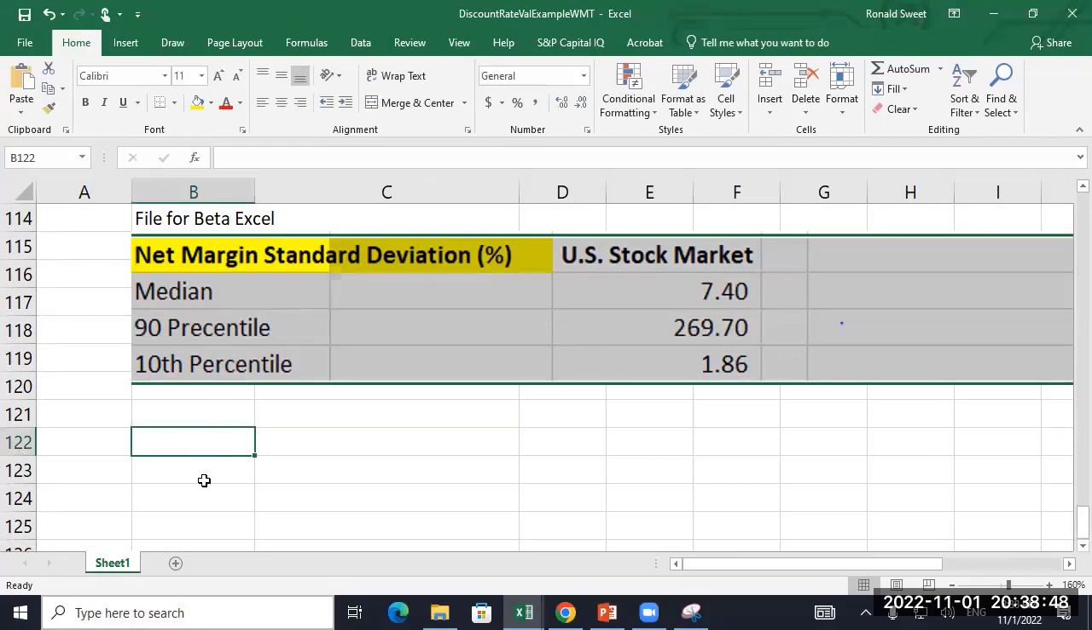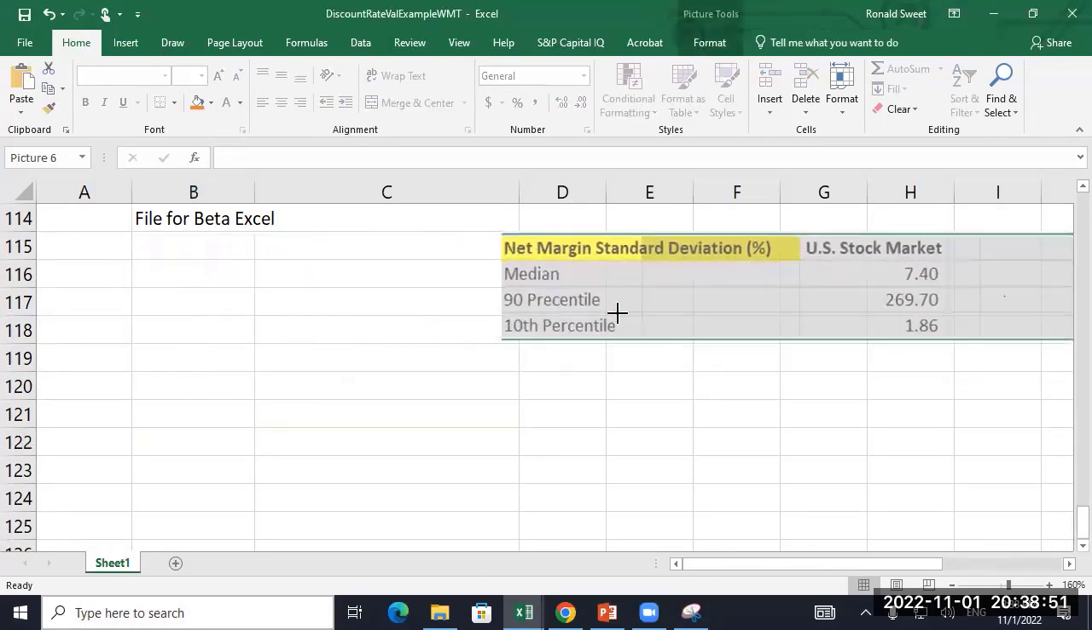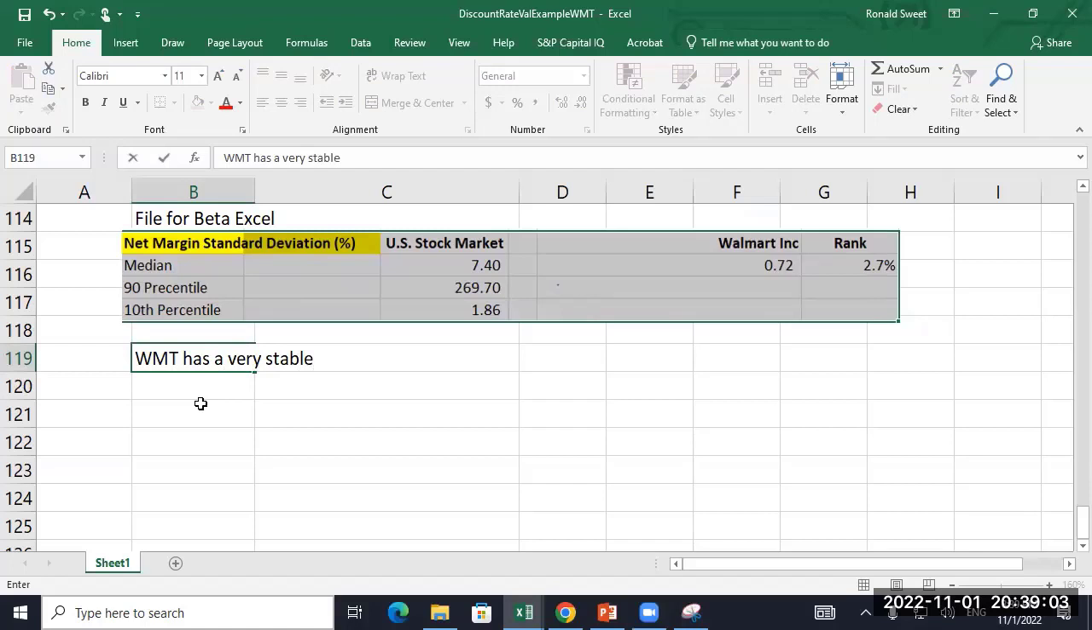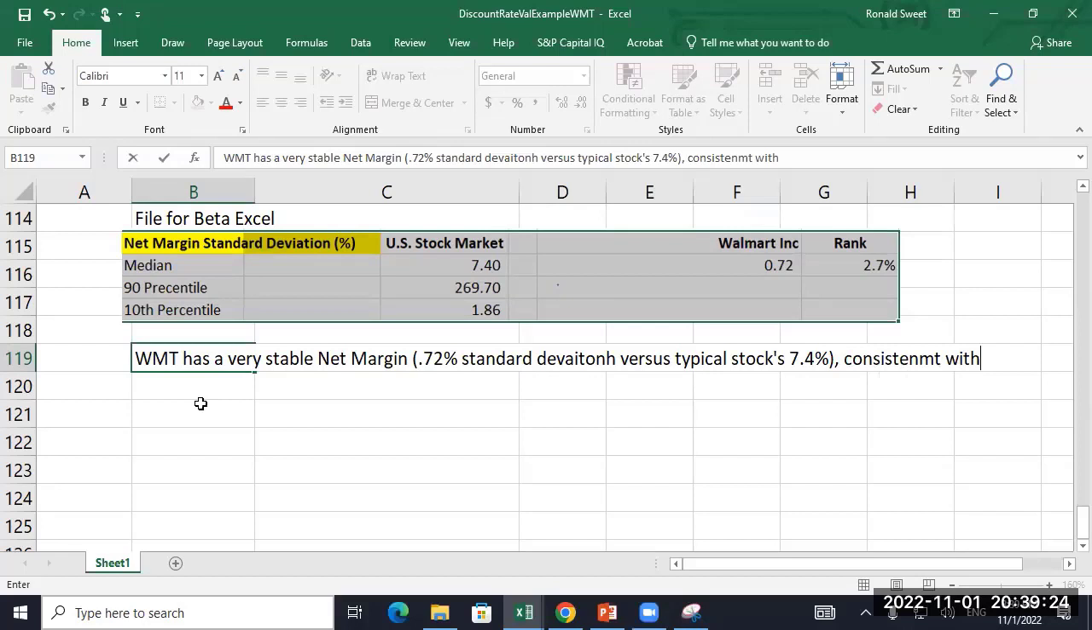So you can clean it up before you put it in your paper. Walmart has a very stable net margin, 0.72% standard deviation versus typical stocks, 7.4%, consistent with my assumption of below average.